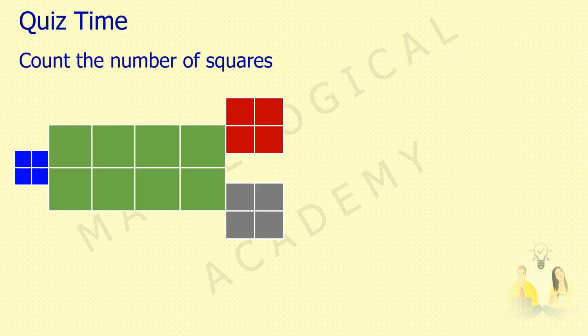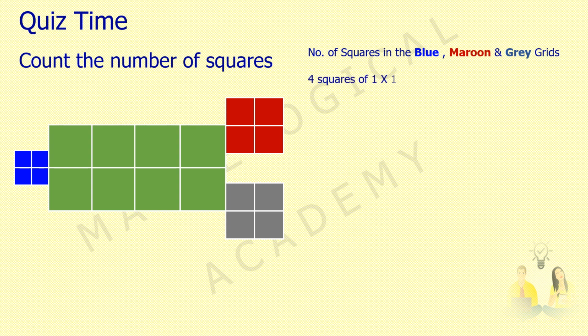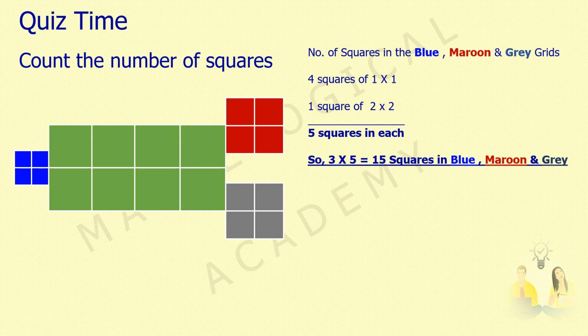Next question, count the number of squares. We'll first calculate the number of squares in the square grids, which are blue, maroon, and gray. So for each of them, we have 4 squares of 1 by 1, 1 square of 2 by 2, which is 5 squares in total, as we saw in the pattern. For 3 such grids, we have 15 squares.